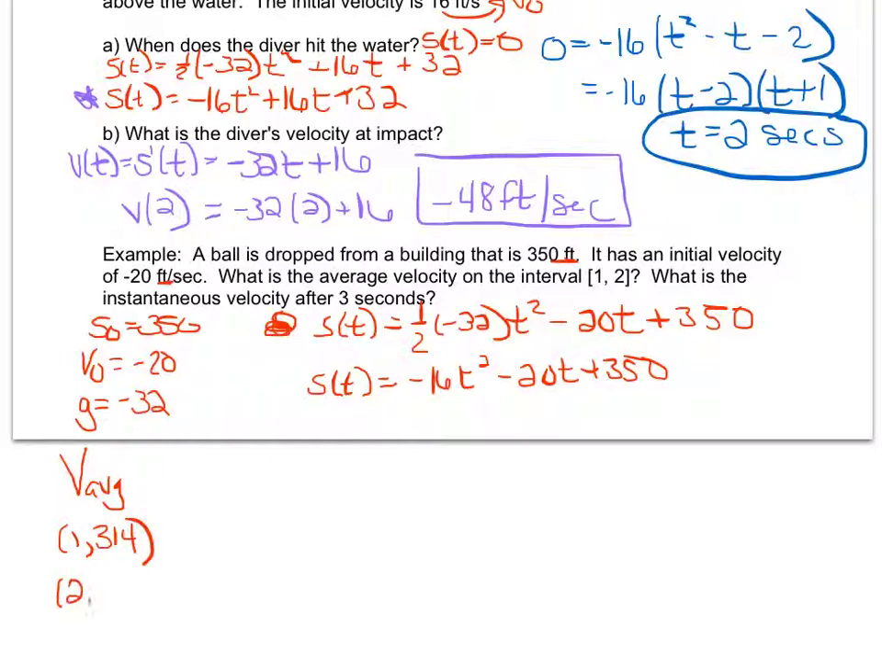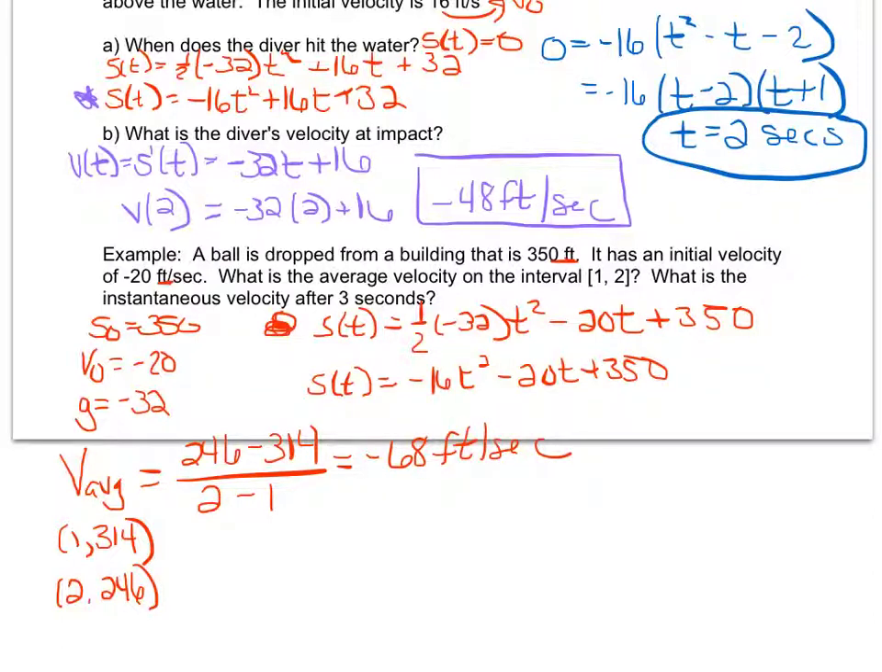And I'm going to plug 2 in. Again, I'm going to plug 2 into my position function. I'm going to use my calculator. I get 246. So now my average velocity is going to be essentially S2 minus S1 over T2 minus T1. So again, just using that slope formula. That gives me negative 68 feet per second.